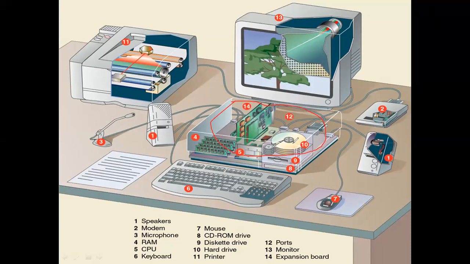We have number 4, which is RAM. It's an internal component of the system unit. We have the expansion cards, which are also internal components of the system unit. That tells us that not all hardware components are outside the system unit. We have even those that we cannot see until we open certain devices, like the system unit, like the printer, like the monitor.